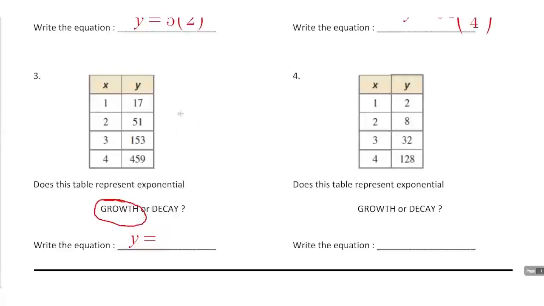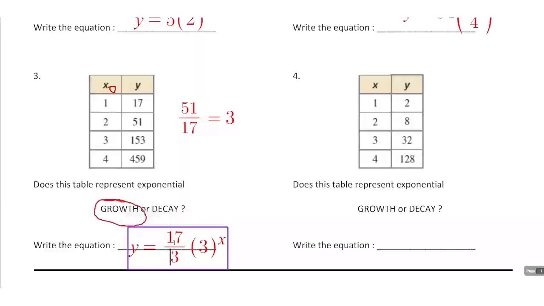We can see that we're multiplying by 3 to get from 17 to 51, and I figured that out by just dividing. I did 51 over 17 and found out that that is just 3. So our multiplier is 3, and what that means is we can divide by 3, work backwards in this table one little step to figure out what y is when x is 0. So we can do 17 divided by 3. Now that will not divide nicely, so 17/3 is just going to be our y-intercept. So 17/3 times 3 to the power of x.